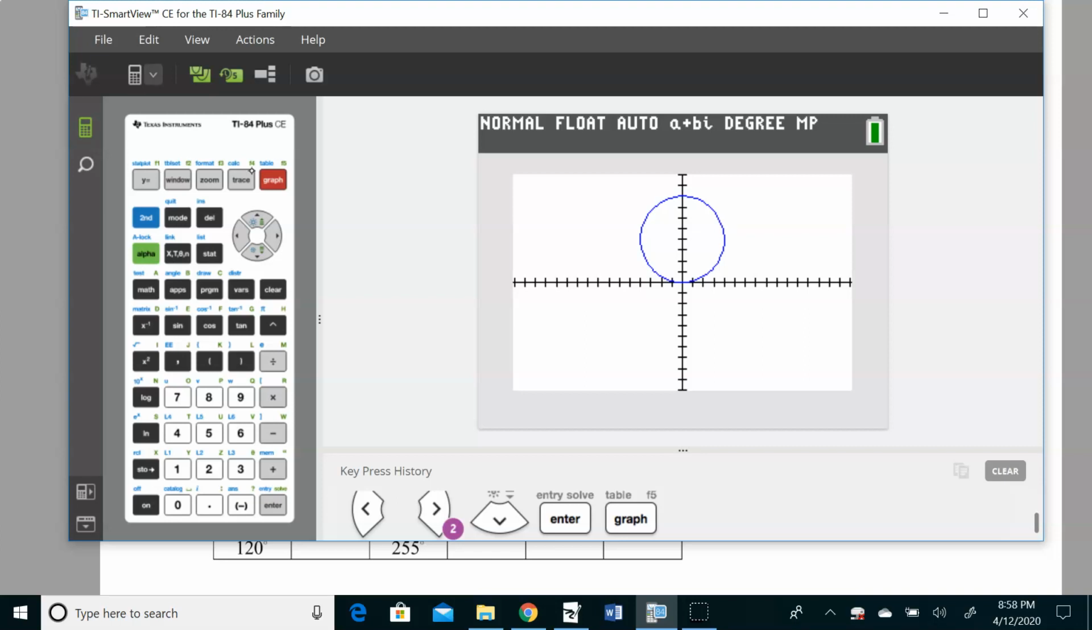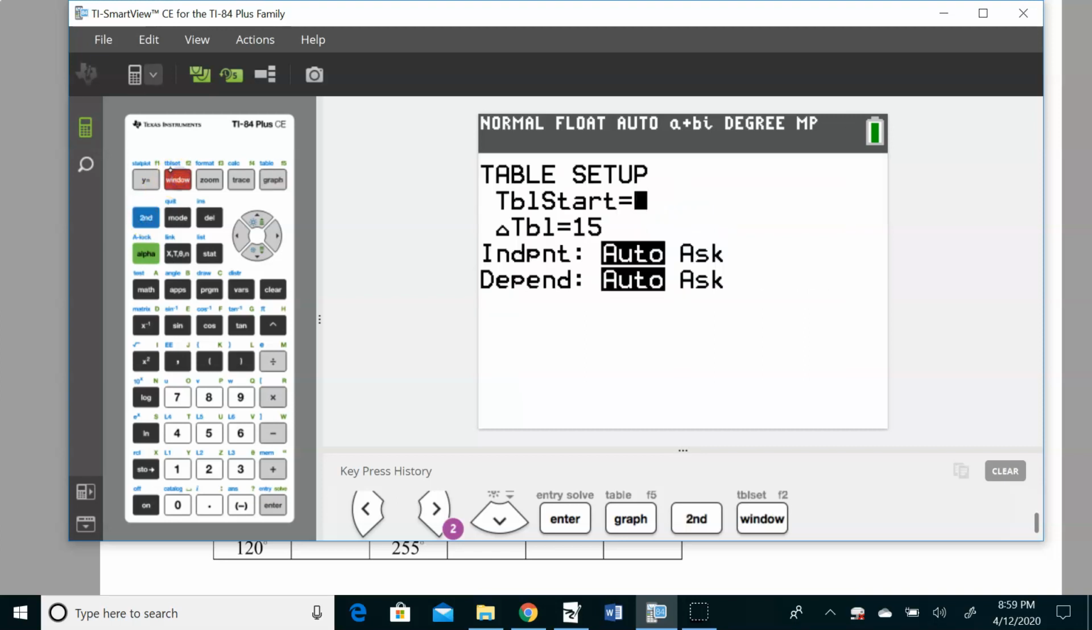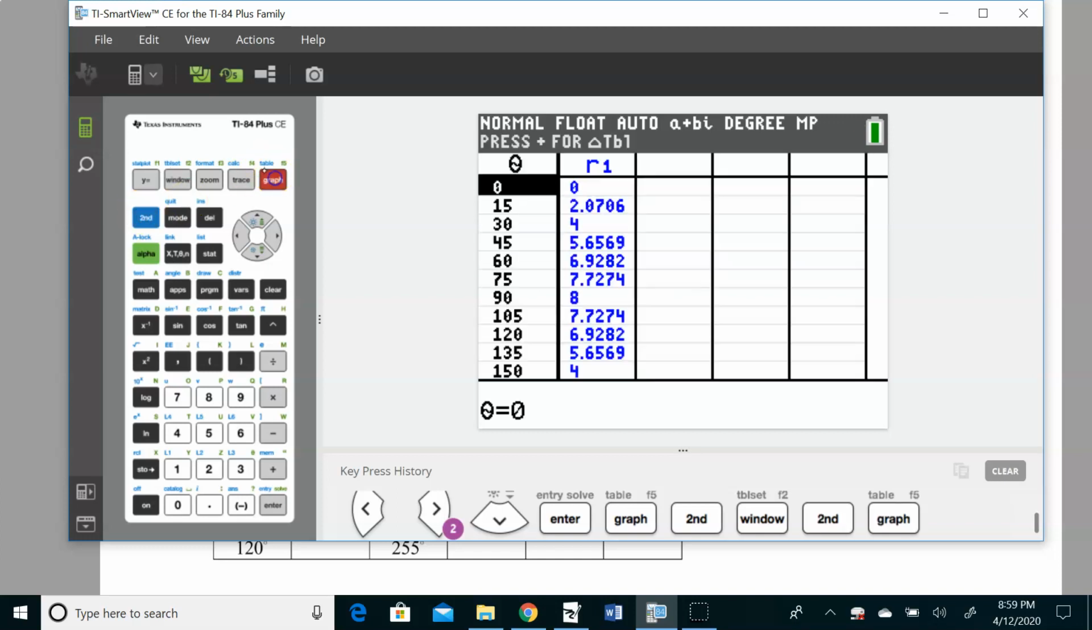So how can I calculate all these values for this table? Again, I go to second window in my table setup. I do want 0 through 15. 0 is my table start, 15 is my delta table, my increments for my thetas. And I could go to second graph, and I can see all these values here. Okay, I'm going to put this all into my table, and then I'm actually going to graph all these numbers.